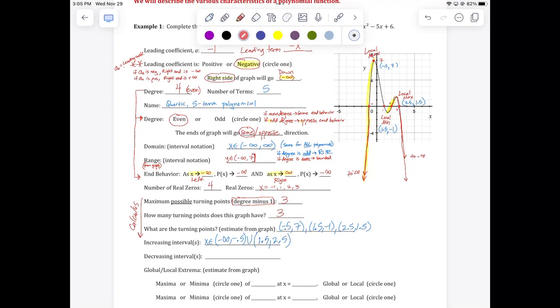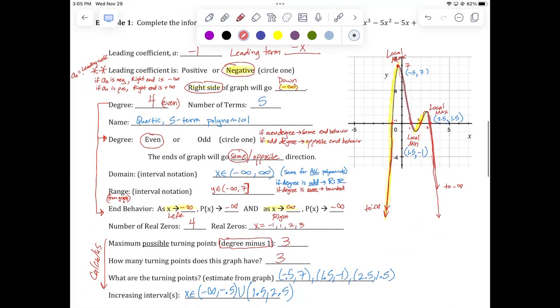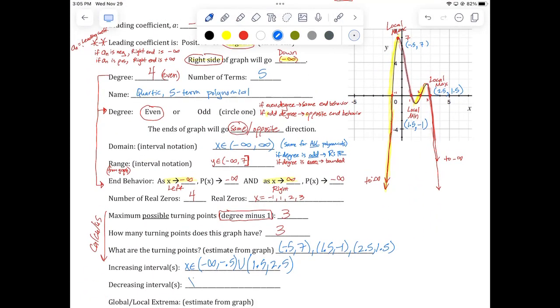The next one, where's the graph going downhill? Well, it looks like it's going downhill from x equals -0.5 to x equals 1.5, and then everywhere to the right of 2.5. So let's write that out. We'll have x epsilon again to show that these are x values, not ordered pairs x, y, but x values. So from -0.5 all the way to 1.5, union 2.5 all the way to infinity, decreasing.